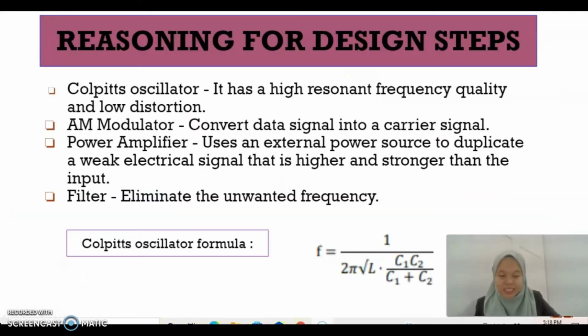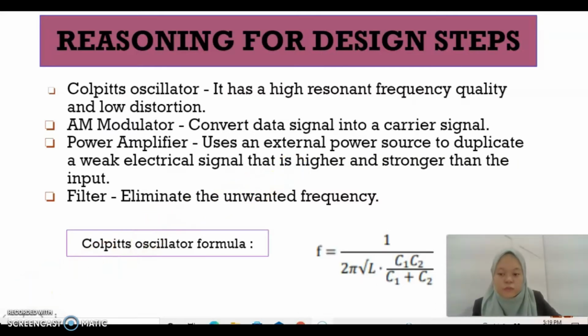Why do we use these design steps? Because the first one, we need to know the value of the Colpitts oscillator. As I said before, we use this formula to get the value of the capacitor and also the inductor, because the Colpitts oscillator has a high resonance frequency quality and also low distortion. For the modulator, it converts the data signal into a carrier signal. For the power amplifier, using an external power source it duplicates a weak electrical signal into one higher and stronger than the input. For the filter, we want to eliminate the unwanted frequency.